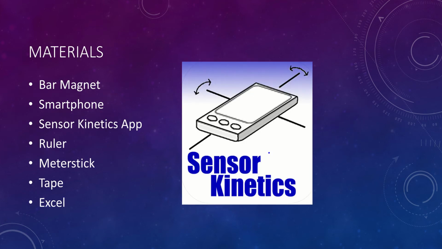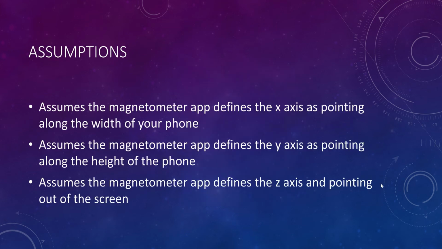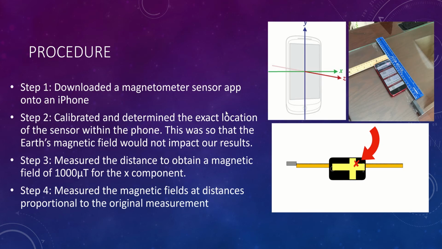So the materials that we used for this experiment included a bar magnet, a smartphone, in this case an iPhone 6S, the Sensor Kinetics app, a ruler, a meter stick, tape, and the Excel document we were given. So we wanted to make a few assumptions. We assumed that the magnetometer app defined the x-axis as pointing along the width of one's phone, the y-axis is pointing along the height of one's phone, and the magnetometer app defining the z-axis as pointing out of the screen.